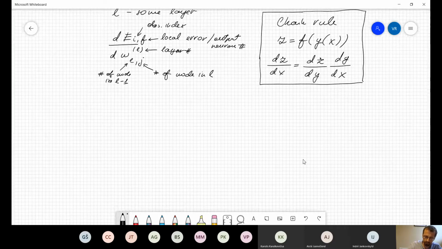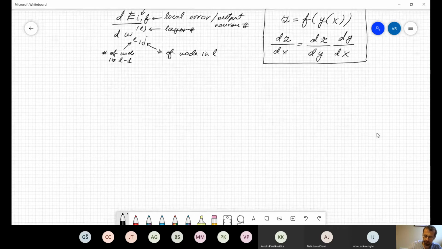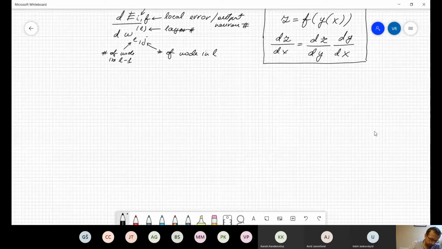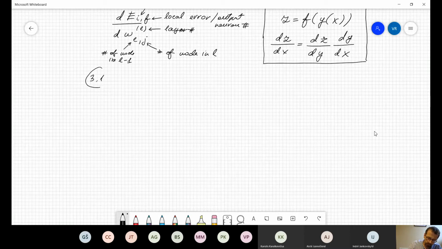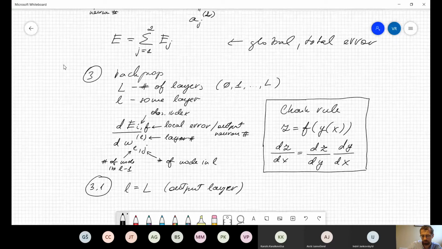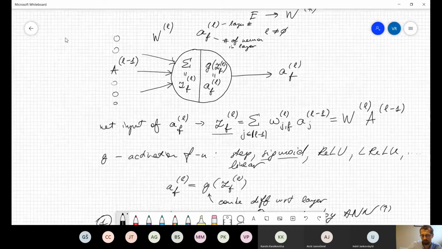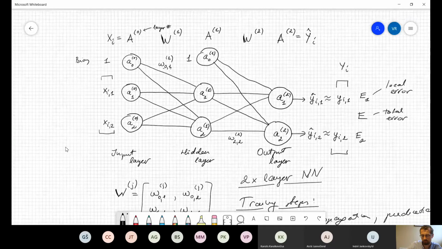Backpropagation is step number 3, and we will be dividing it into substeps. The first substep is 3.1. We will look into the case where layer l is actually the final layer, the output layer. These are the weights we will be looking at, the weights that are immediately on the output layer.